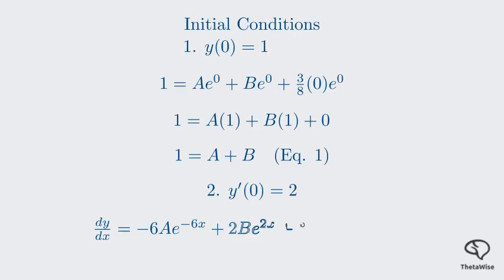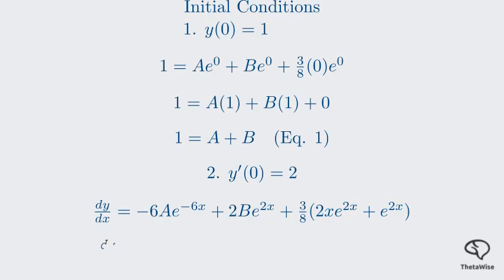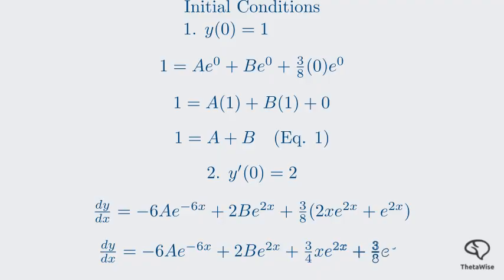For the last term, 3/8 x e to the 2x, we must use the product rule just as we did before for the particular integral. This gives 3/8 times the quantity 2x e to the 2x plus e to the 2x. The derivative, dy/dx, is negative 6a e to the negative 6x, plus 2b e to the 2x, plus 3/4 x e to the 2x, plus 3/8 e to the 2x.